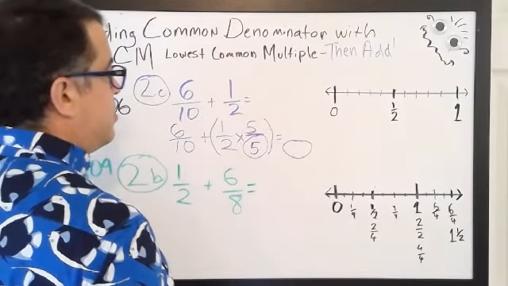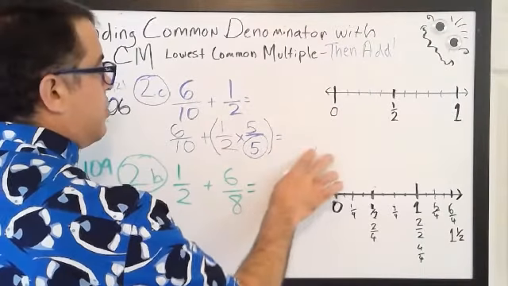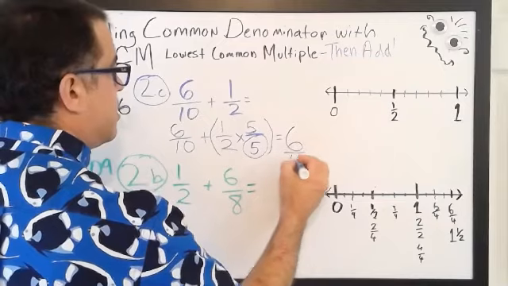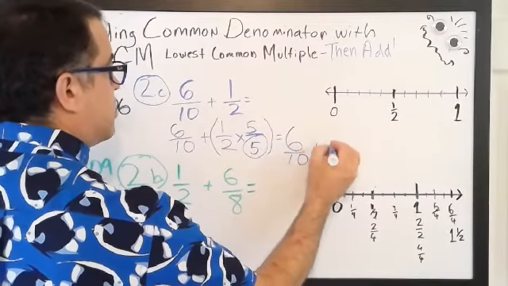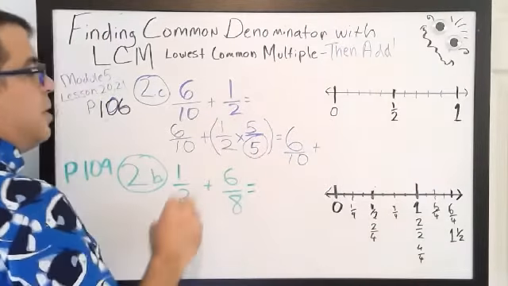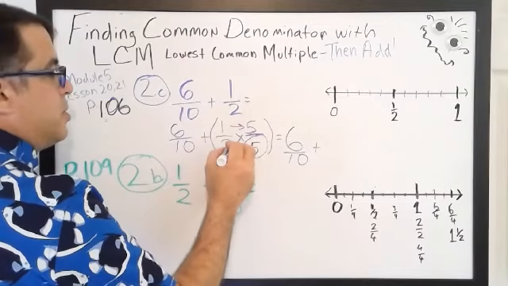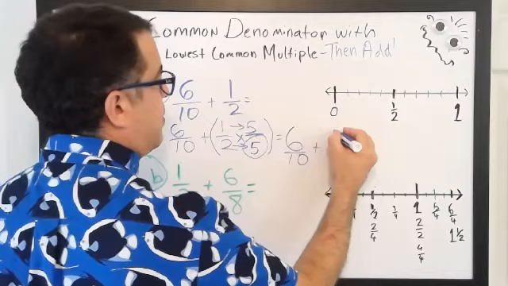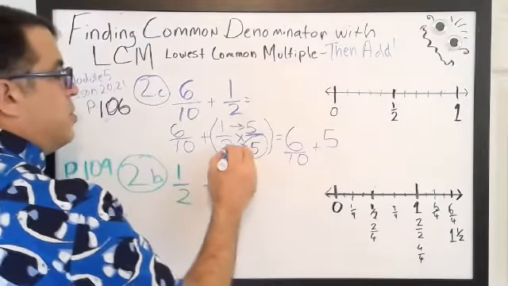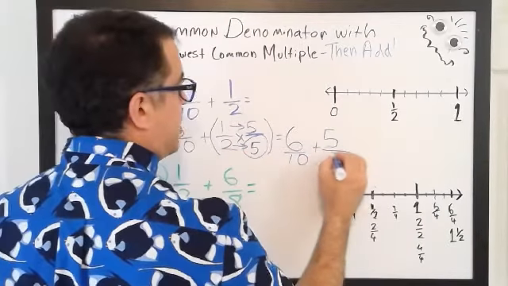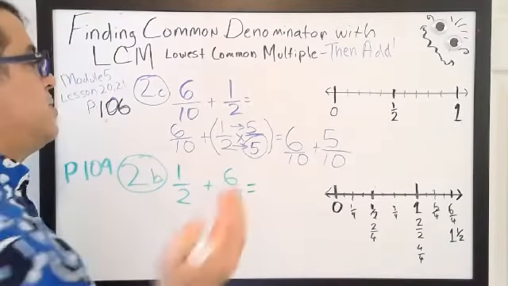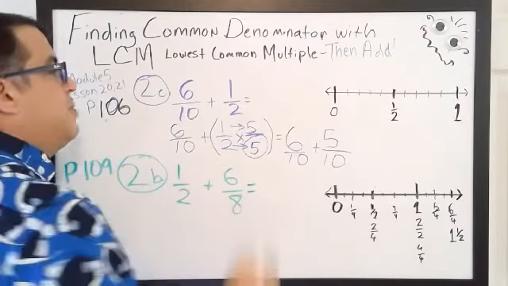All right, let's do that. I'm going to erase this and rewrite it again like this. 6 tenths plus whatever we get here. All right, so we multiply across. Remember that song. 1 times 5 is 5. 2 times 5 is 10. All right, so now what we're saying is, what is 6 tenths plus 5 tenths?